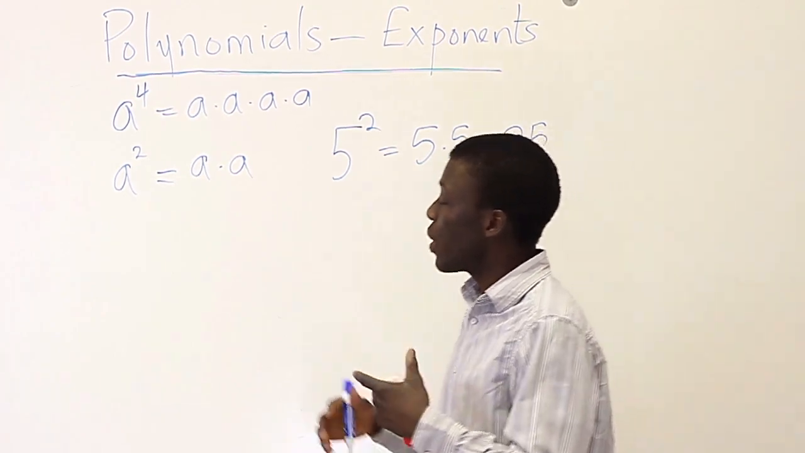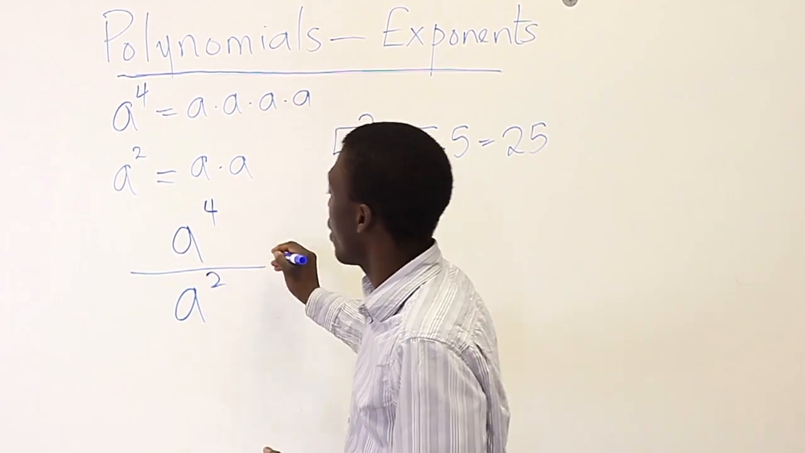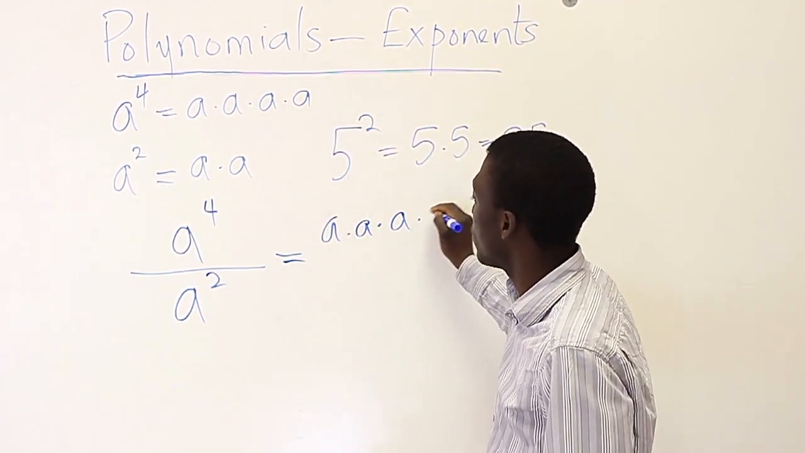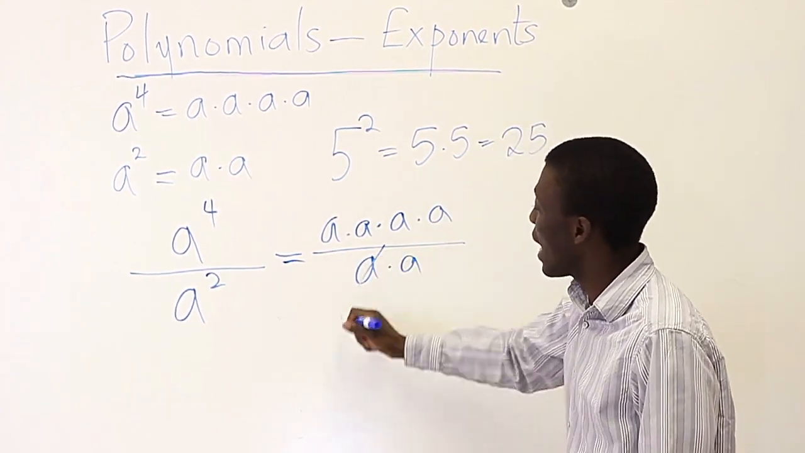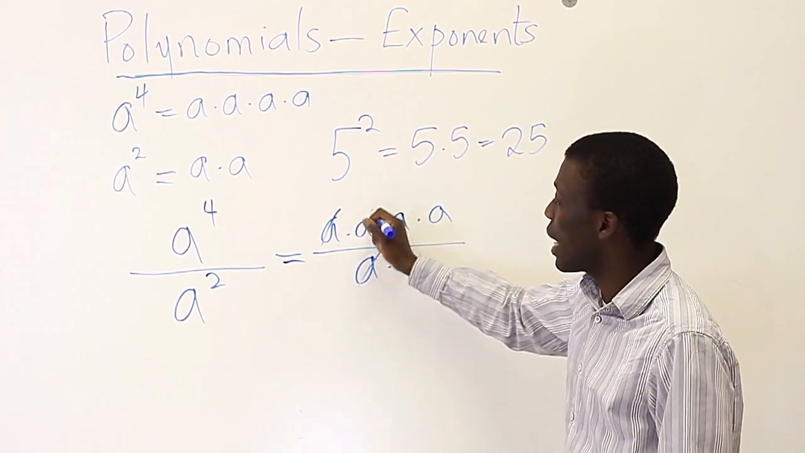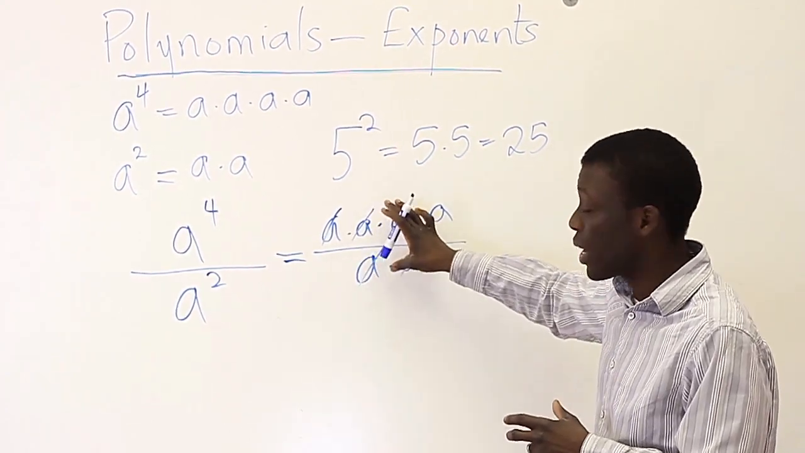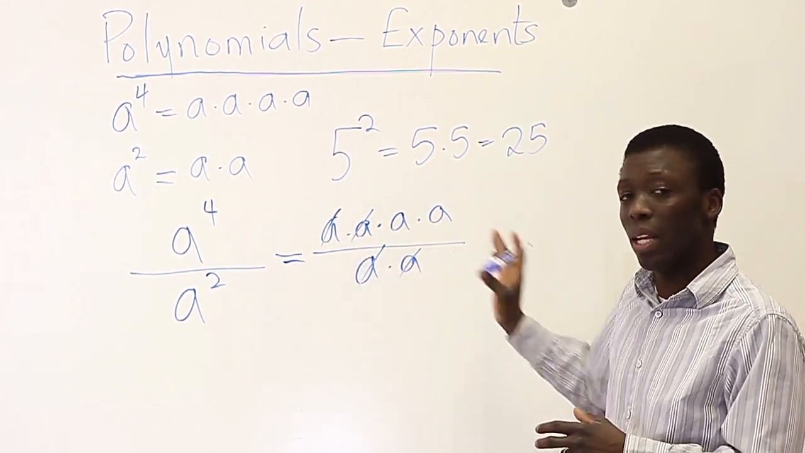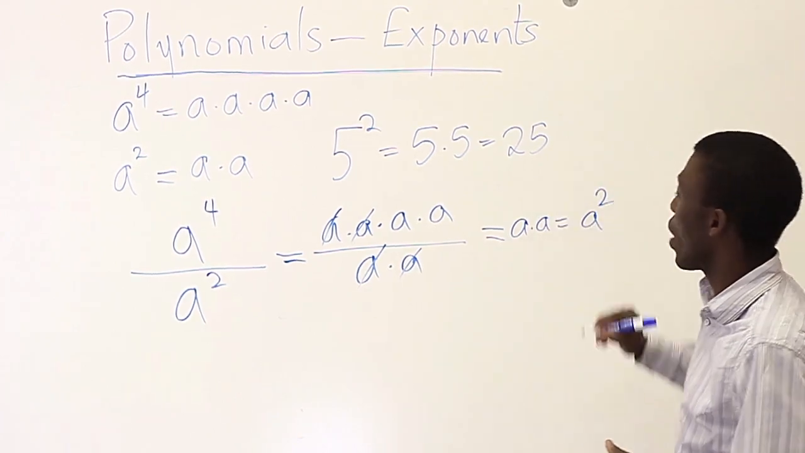But if we were asked what is a to the fourth divided by a squared, then that would be the same thing as saying a times a times a times a divided by a times a. Now notice that one a cancels one a and one a cancels the other a. The reason why we can cancel from the numerator and denominator is because there's a multiplication in between each of the letters. Now the only thing left is a times a, which is a squared.